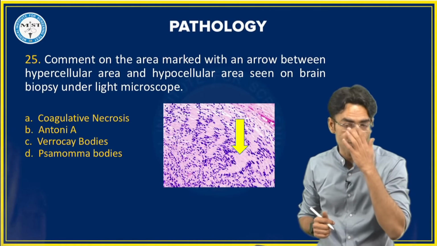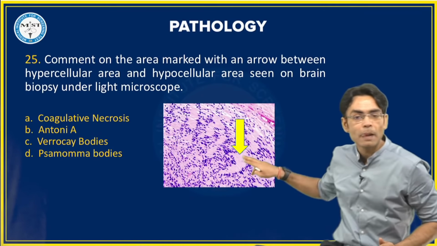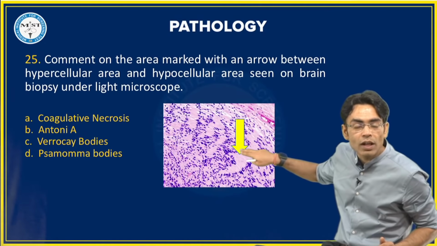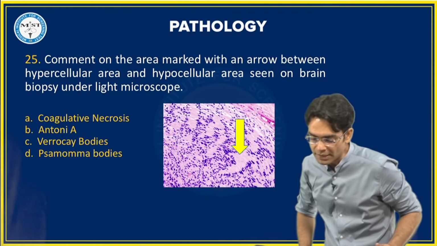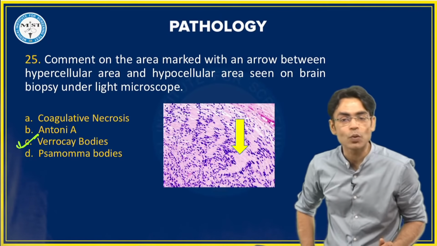We have discussed this multiple times. You all must be knowing. So beta, what is this? This area which is acellular, what is this area called? Very good. The correct answer for this question is Verocay bodies.